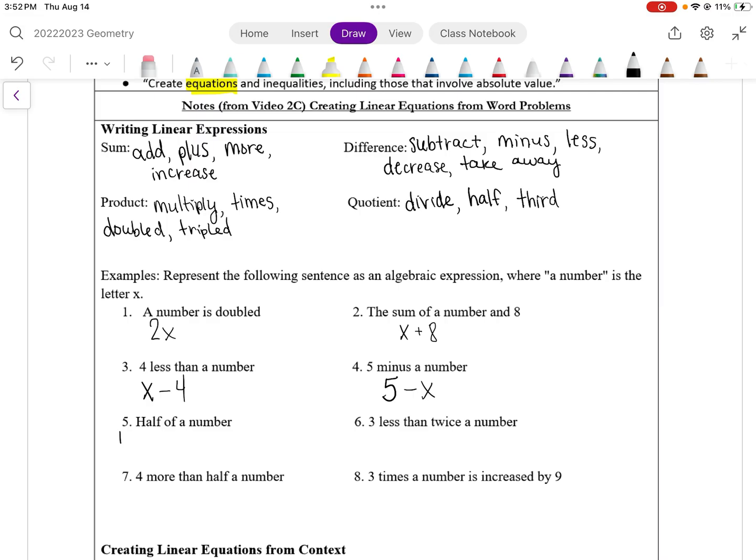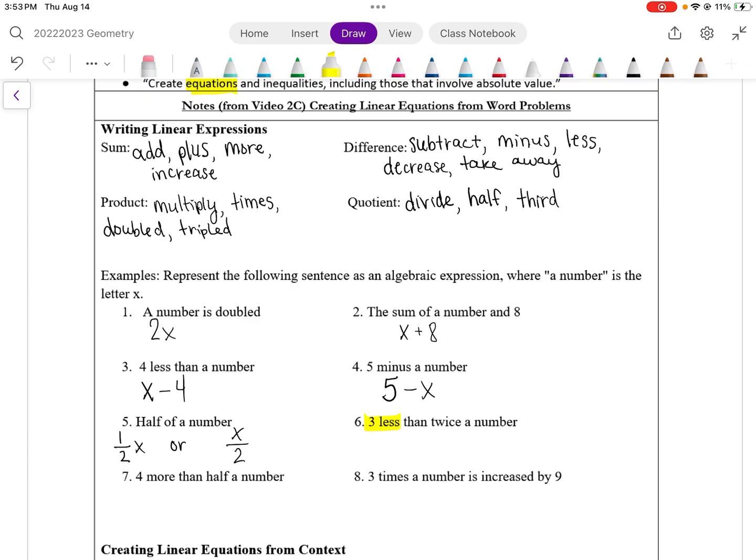Half of a number. You could write this 2 different ways. One way you could write this is 1/2 x, or half also means divided by 2, so you could write x over 2. Remember, a fraction also means division, so x divided by 2, x over 2, or 1/2 x would all be the same thing.